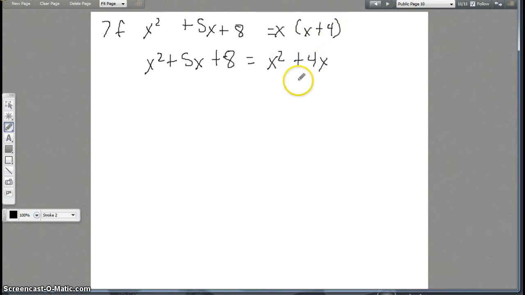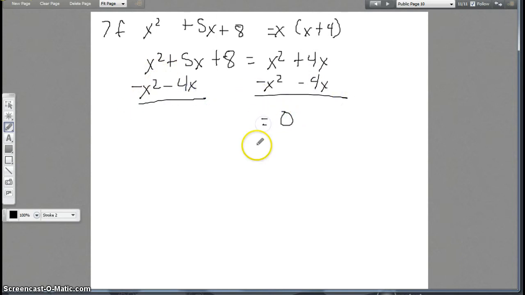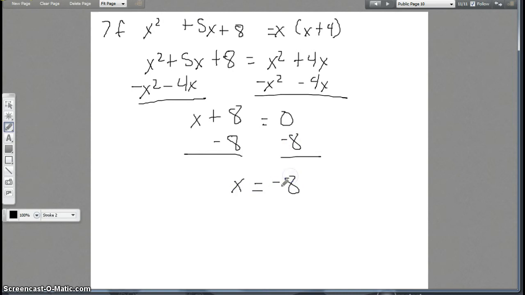I want to get all my x's on one side, so I'm going to subtract x squared from both sides. And I'm going to subtract this 4x from both sides. So what that's going to do is give me a 0 on the right side. On the left side, I have x squared minus x squared is 0. I have 5x minus 4x is x, and then I still have a plus 8. I need to get the x by itself, so I'm going to subtract 8 from both sides, and I end up with x equals negative 8.